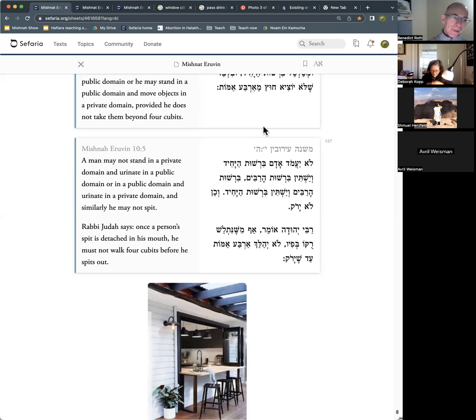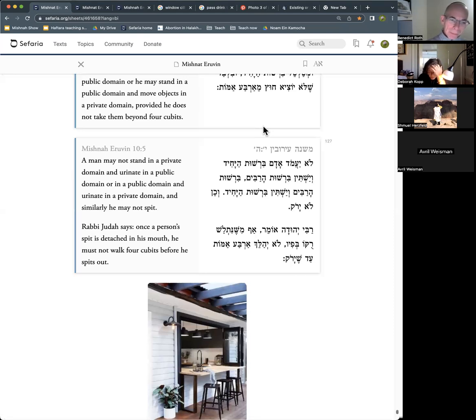And similarly, he may not spit. As far as the Mishnah is concerned, any kind of bodily fluid transfer, if it's coming from one domain into the other domain, it's forbidden on Shabbat. And Rabbi Yehuda actually gives a measure of distance. Rabbi Yehuda Omer, af mishenit lashru kol b'fiv lo yelech arba amot ad she'erok.